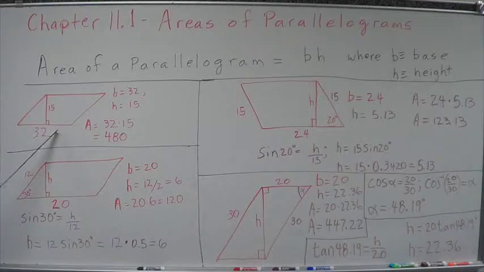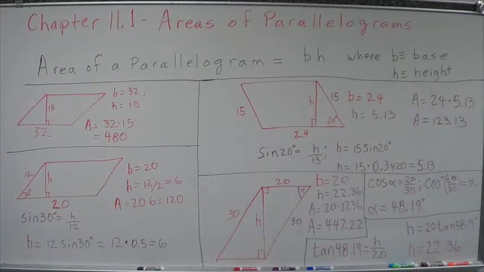It's perpendicular from that base that we've chosen to the opposite other side. So we have a base of 32, a height of 15. We simply multiply those two together. Altitude equals 32 times 15 equals 480. Very simple problem. All right?